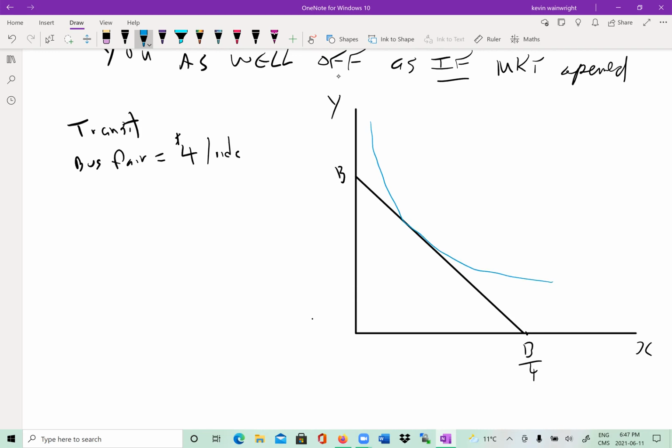And I go to U0. Okay. Actually, I'm going to redraw that. It's not going to quite work for me. So the budget line comes down. Okay. And I get U0. And I'm at point A.